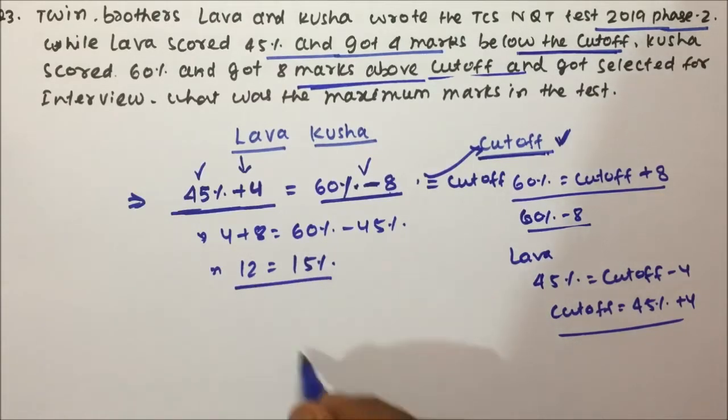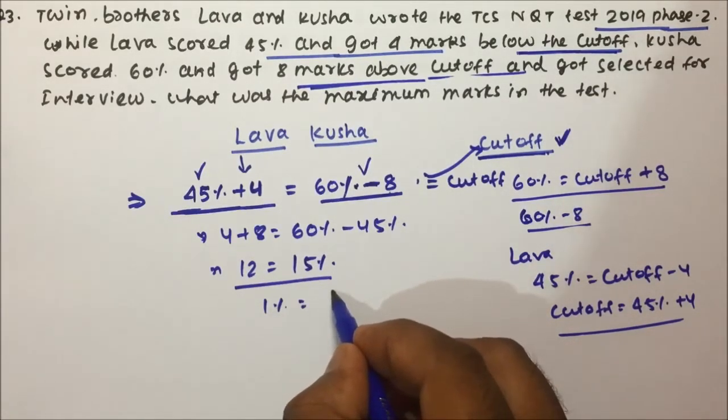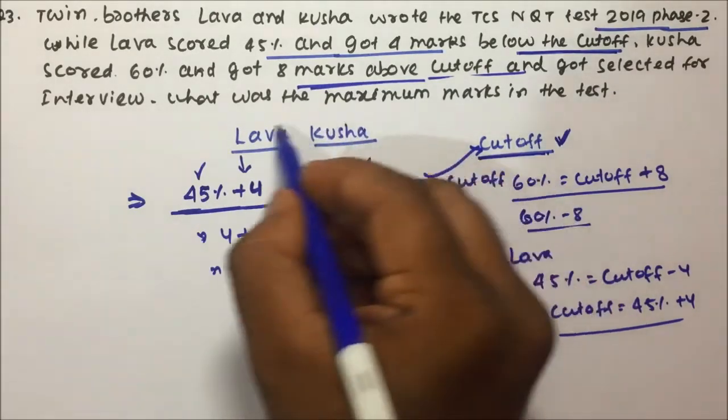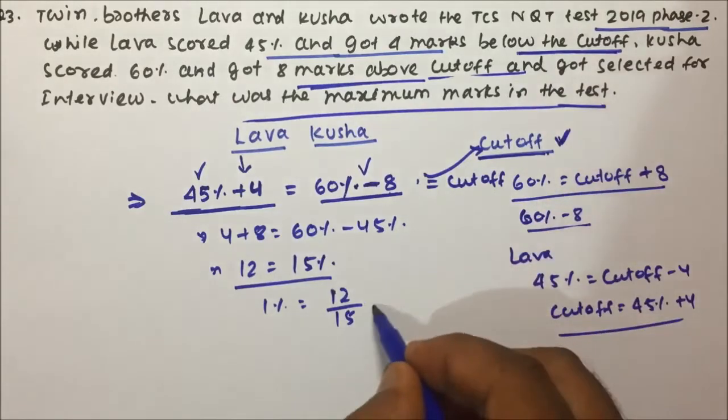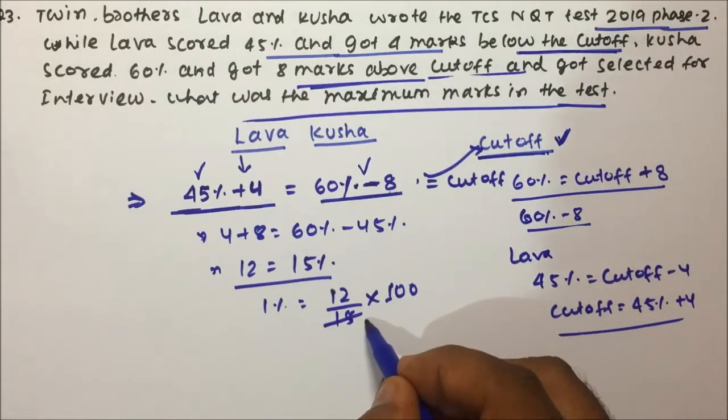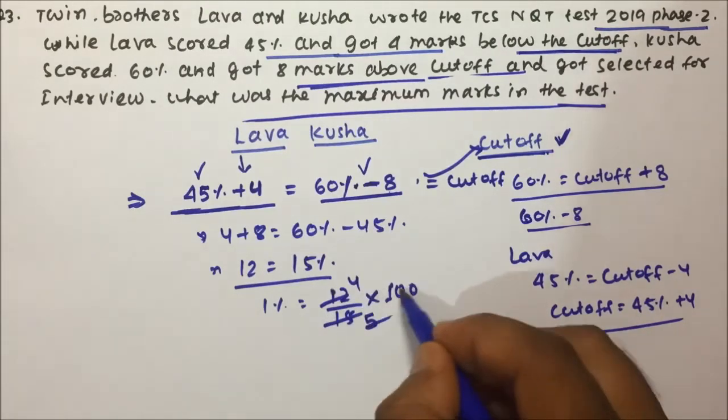So 15% is equal to 12. So 1% will be equal to 12 by 15. And what they want? They want the maximum marks, that means they want the 100% marks. So you can say 3 5 ja and 3 4 ja and 5 20 ja.